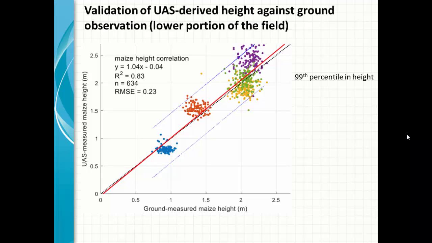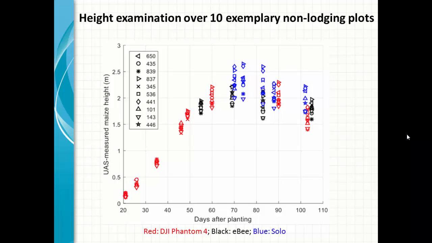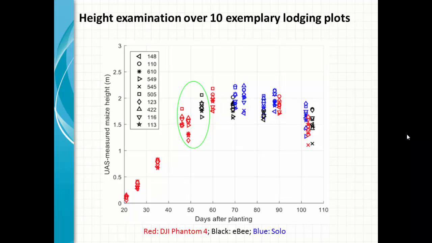And here it shows the height estimation over 10 exemplary non-lodging plots. This in general has a rough sigmoidal height model over the 10 different plots. Here we have used different platforms. The red is the DJI Phantom 4, the black is from EB, and the blue is from the Solo platform. And on the other hand, we have 10 exemplary lodging plots.